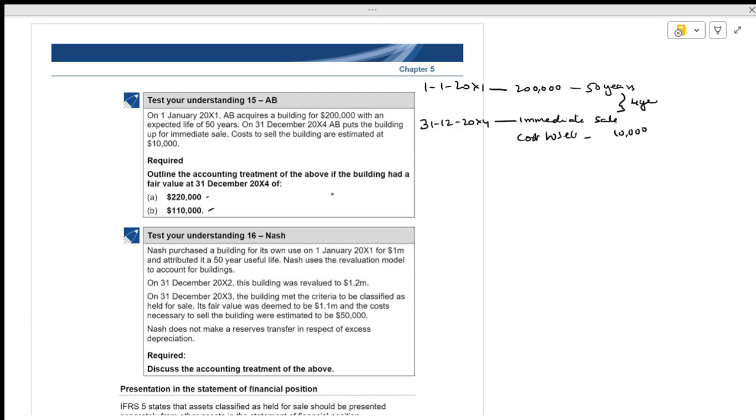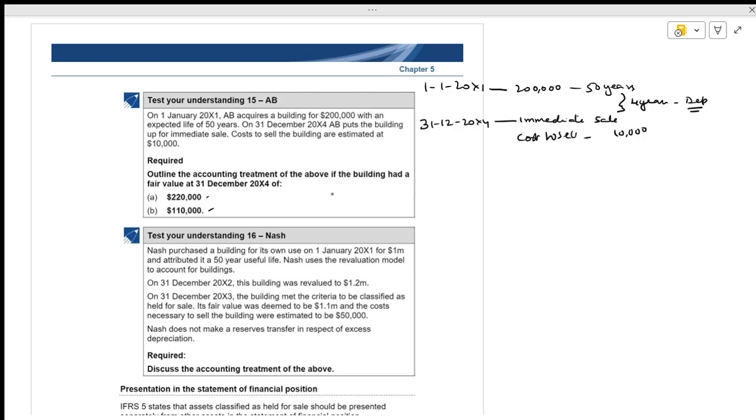Four years. We have to calculate depreciation for four years. The value is 200,000 times 4 divided by 50, or 200,000 times the years left, 46, divided by 50. Yes, this is right. This is more important.